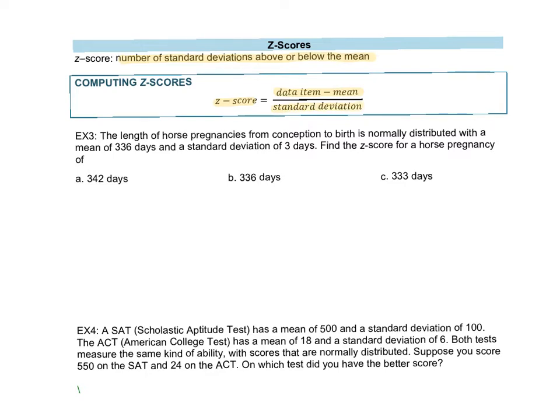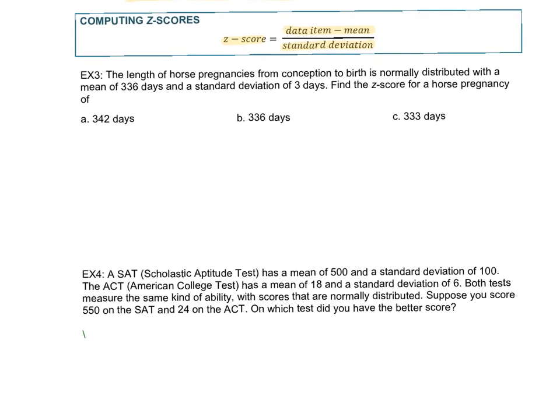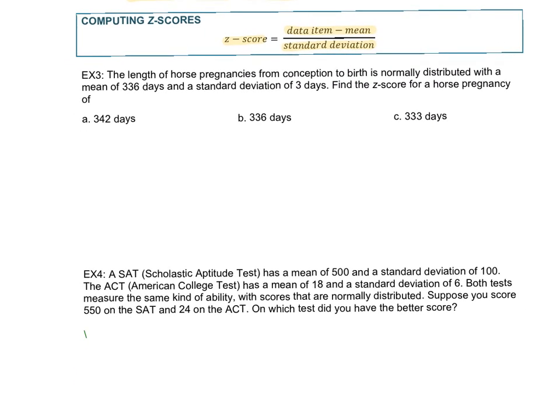For example, in example 3, the length of horse pregnancies from conception to birth is normally distributed, so that's important, with a mean of 336 days and a standard deviation of 3 days. We want to find a z-score for a horse pregnancy of, in part A, 342 days. So notice that we have our mean, which is 336, and we have our standard deviation of 3. We're trying to find the z-score, so the only thing we need is the data item, which we have. Our data item is the 342 days.